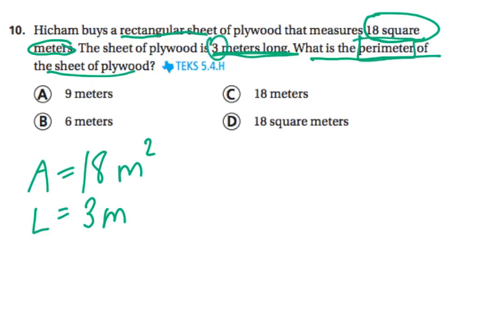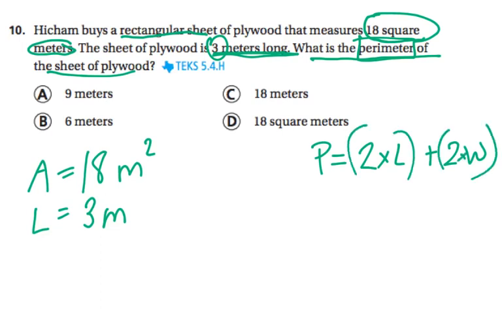The perimeter of the sheet of plywood. So now they want us to make another calculation. Now to figure out the perimeter, I know I'm going to multiply 2 times L plus 2 times W. But I don't have the width yet. So I'm going to go back to this problem.